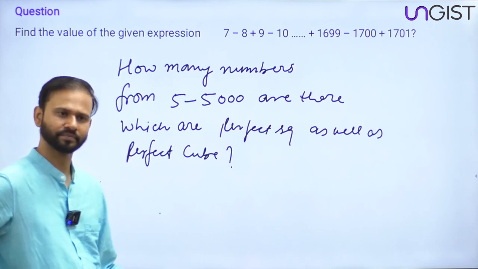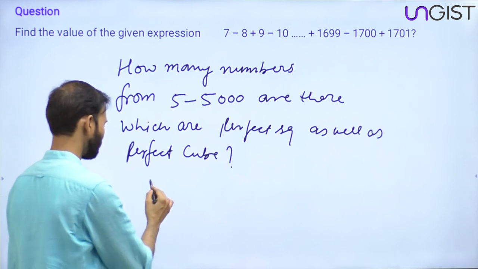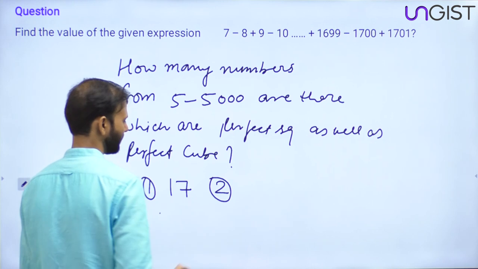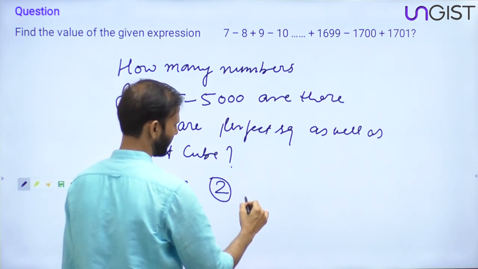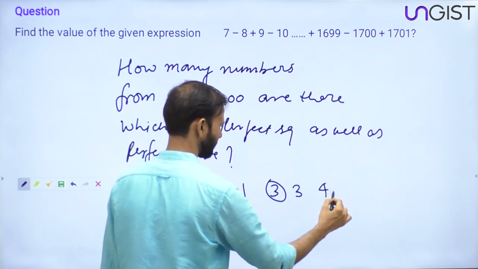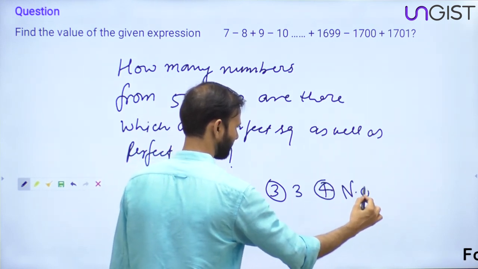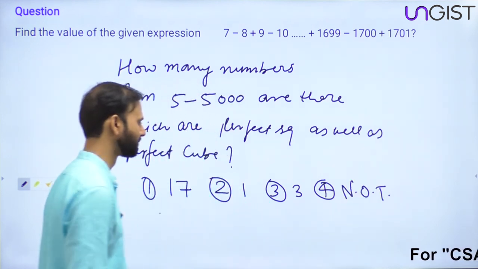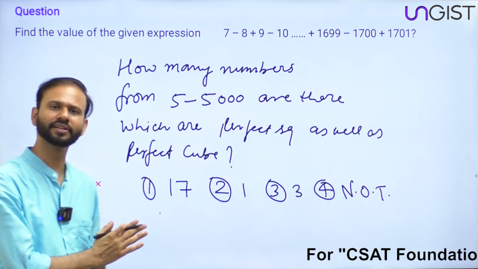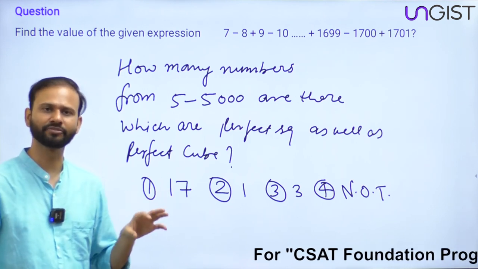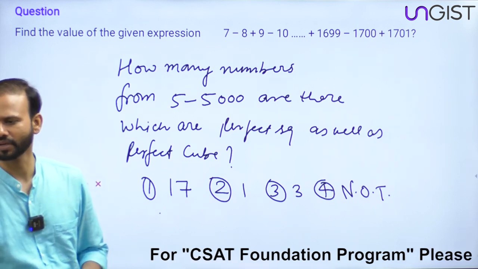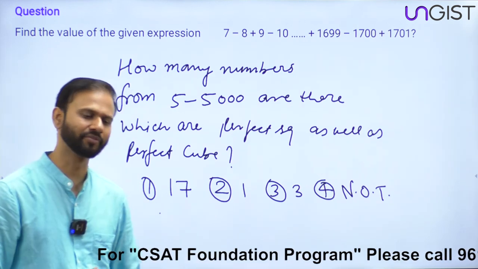Options you want? Okay. Options are 17, and 1, 3, none of these, right? I repeat the question: how many numbers from 5 to 5000 are there which are perfect square as well as perfect cube, right? Okay, please try to solve it. I'm giving you 2 minutes.